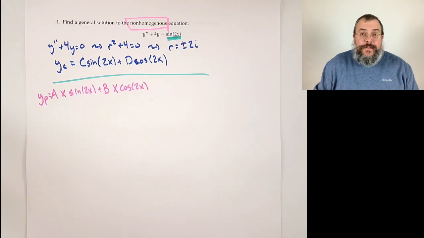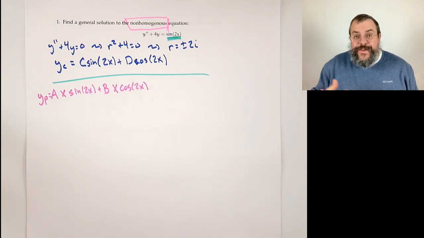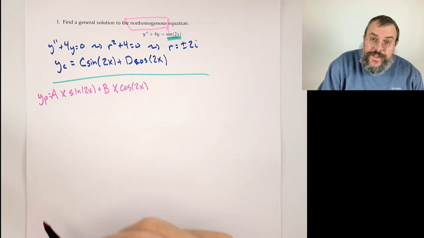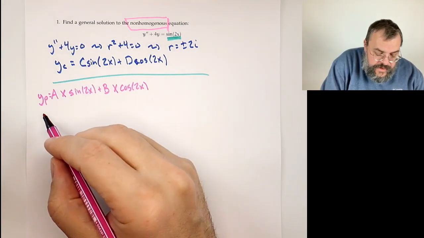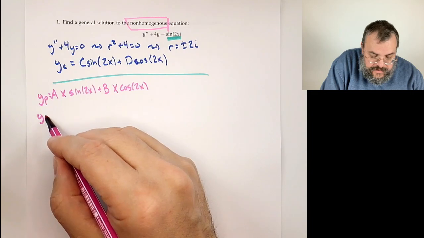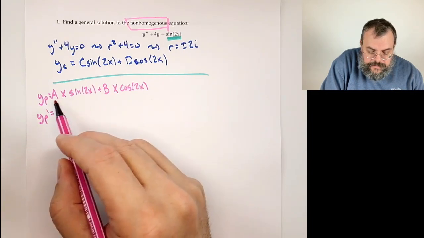And it's just a matter of being very careful in computing derivatives. So no rush, we've got plenty of time. Start by taking the first derivative. And so we're going to use the product rule.